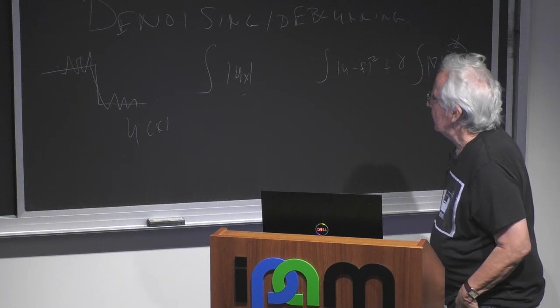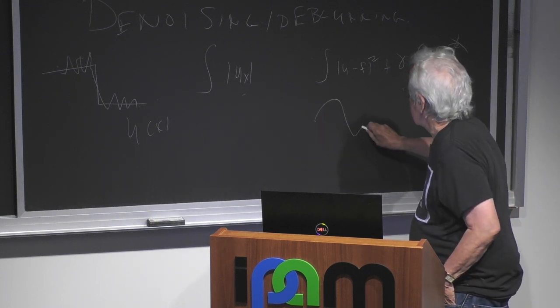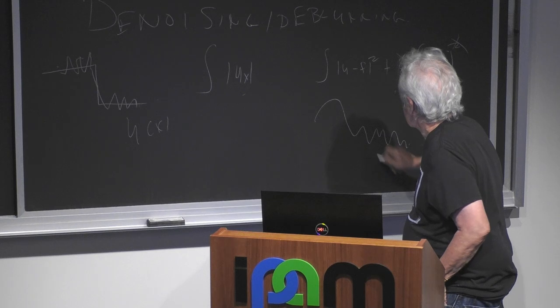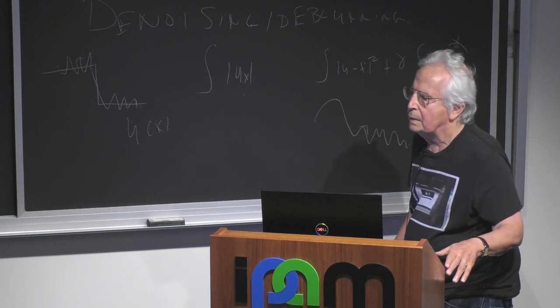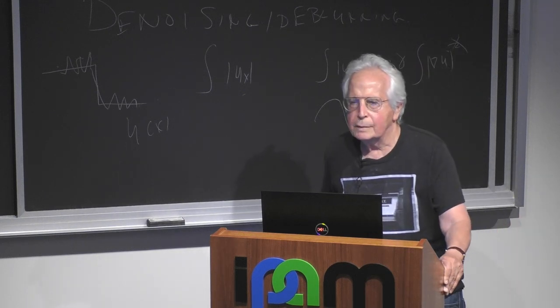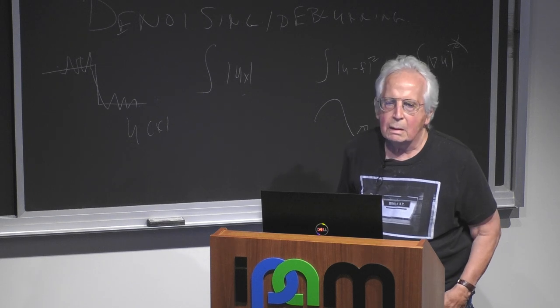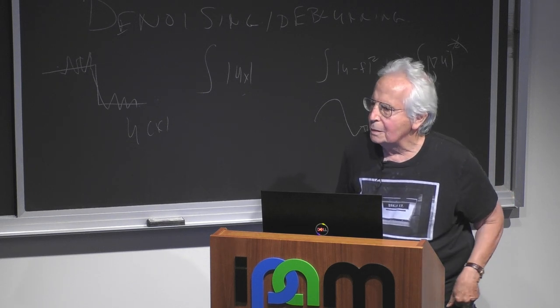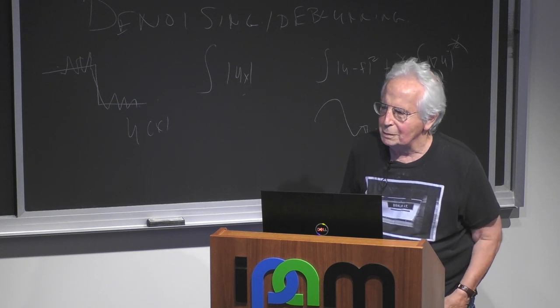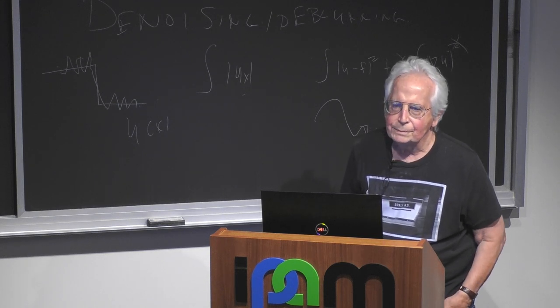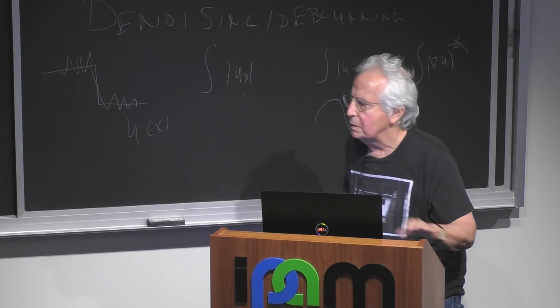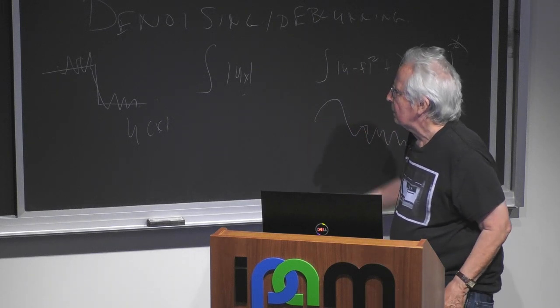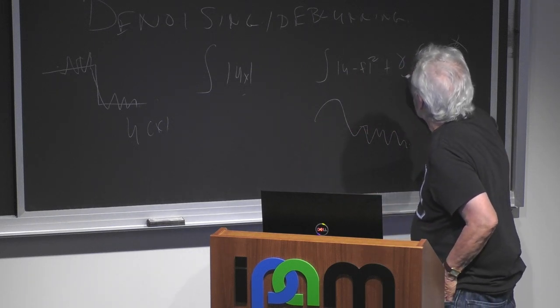Total variation is not the best thing. If you have something like this with wiggles, it has a tendency to make it steps, and you can improve it. And as I said, the guys from Tampere, I think it's a whole city worth of people doing de-blurring, de-imaging, de-noising in Finland. But anyway, this is still a very good old time thing, and I'll talk about how to do it. The question is how big gamma is.